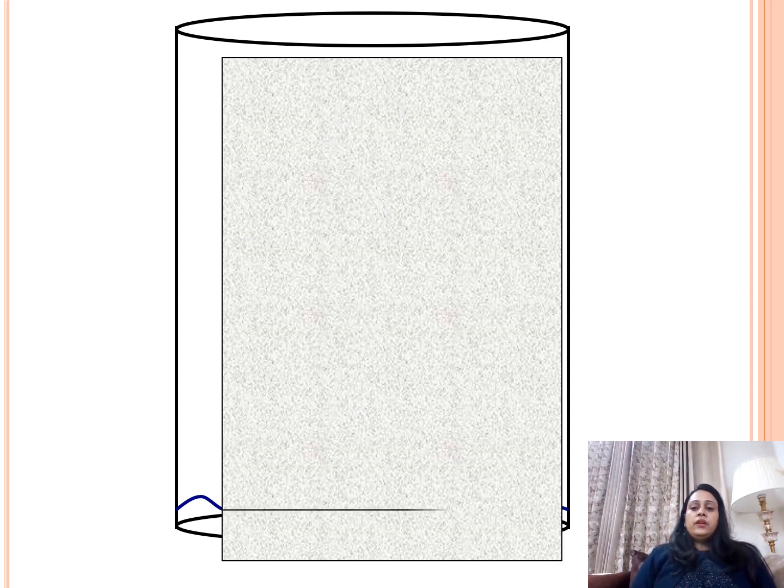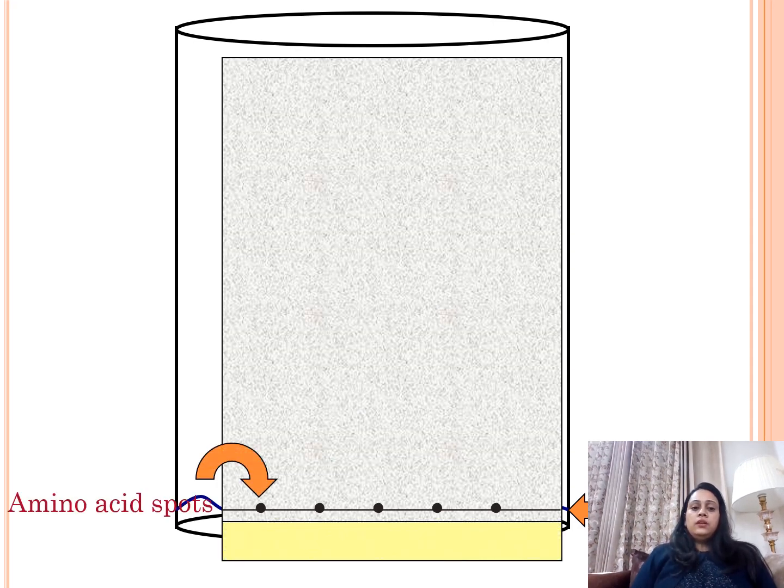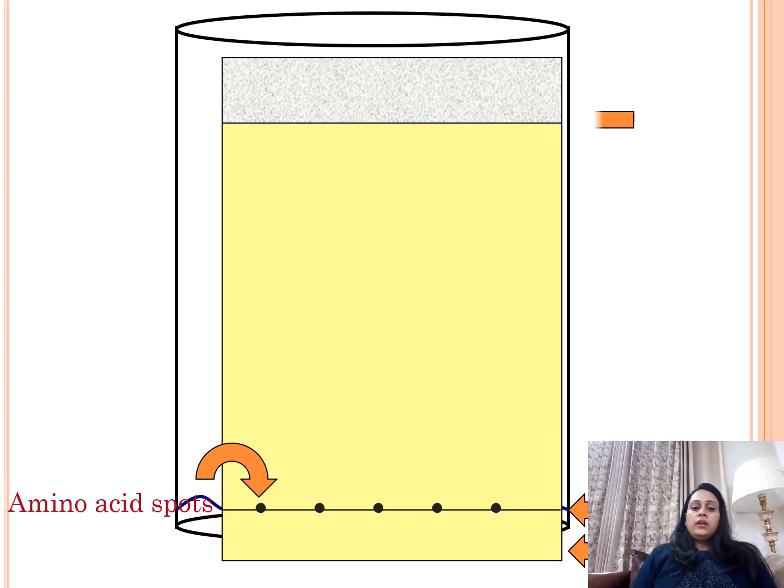So before running the chromatogram, you have to take a strip. You will mark the origin. This is the origin. Then you will place the various spots equidistantly. Then you will load the amino acids. Suppose we have loaded different amino acids. We will allow it to run.